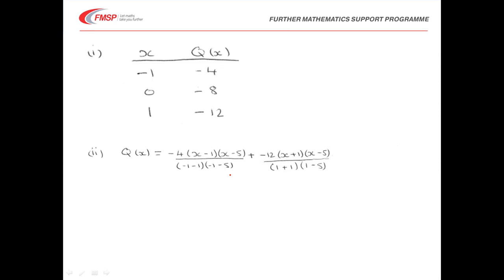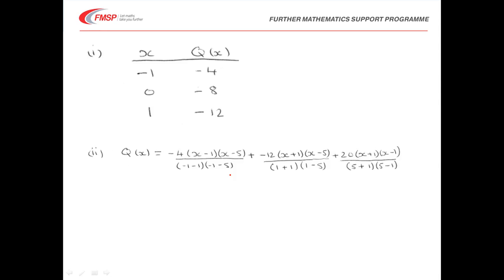Next y value was negative 12. And we have x plus 1. That's just x minus minus 1. Okay, so that's x plus 1, x minus 5. And then the x value that went with the negative 12 was 1. So I've got 1 take minus 1. So 1 plus 1. 1 take 5. Then the final y value is 20.